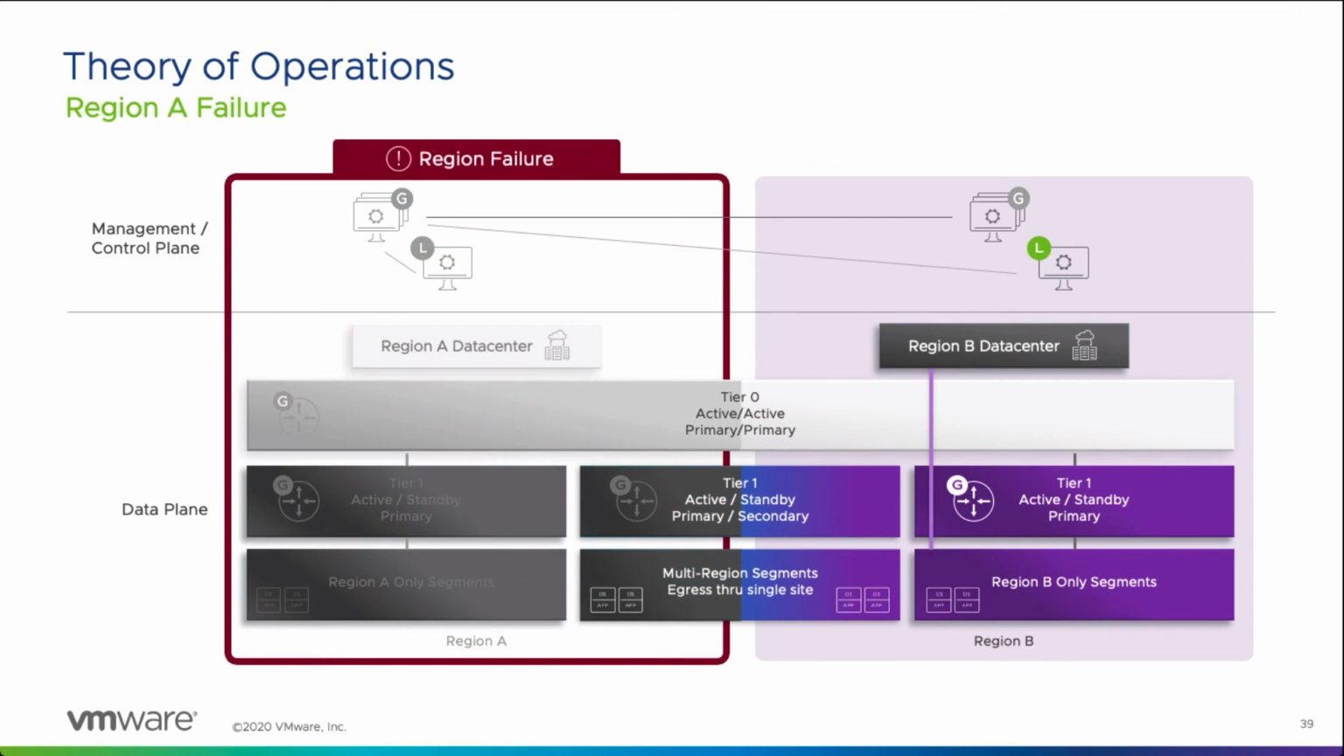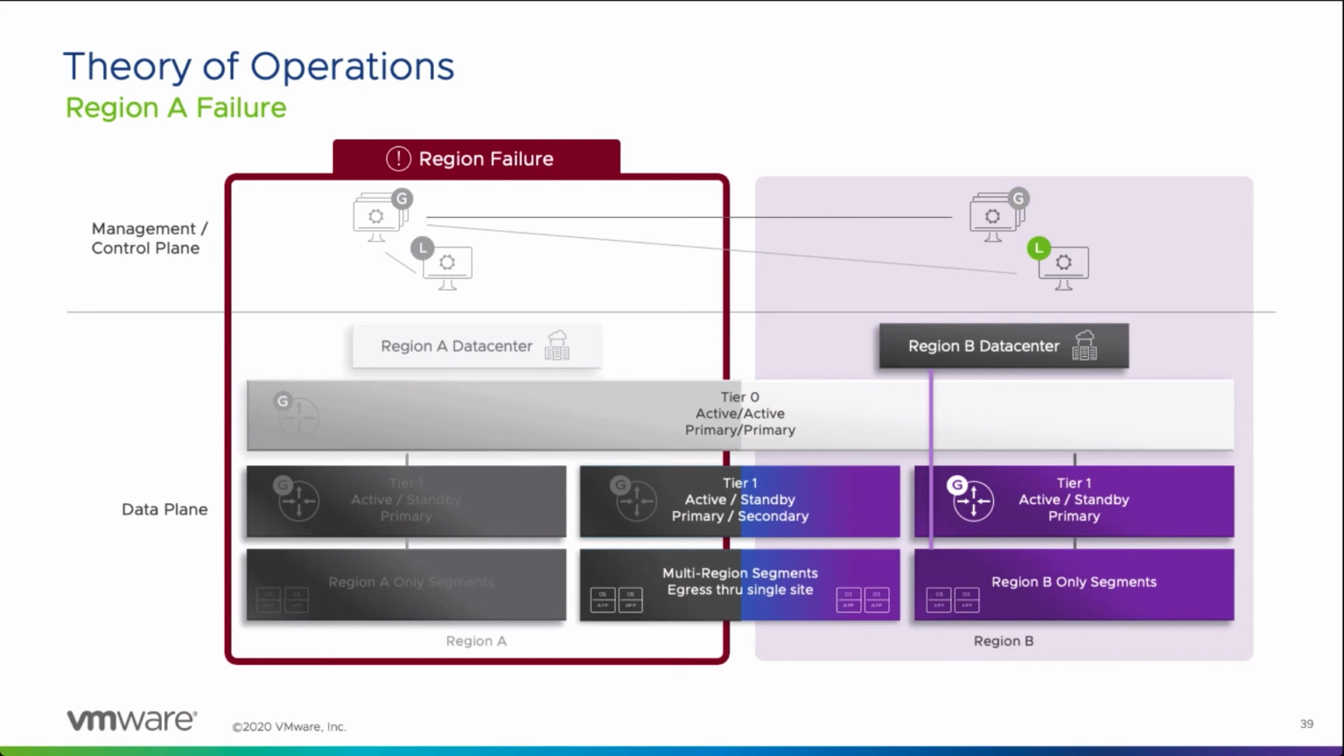Now, in the event of a failure in region A, all traffic that would normally egress via region A is impacted. The region-specific segments in region A are impacted. All multi-region segments that physically reside in region A or B are impacted. And the global control plane is also impacted.